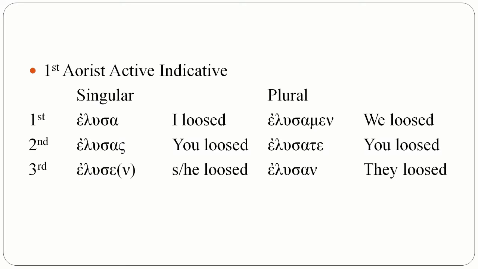The aorist is translated as a simple past tense. Again, this is just like taking a snapshot of something, just a moment in time. Elusa, I loosed. Then you loosed, he, she, or it loosed. Your plurals, elusamen, we loosed, elusate, you loosed, elusan, they loosed.